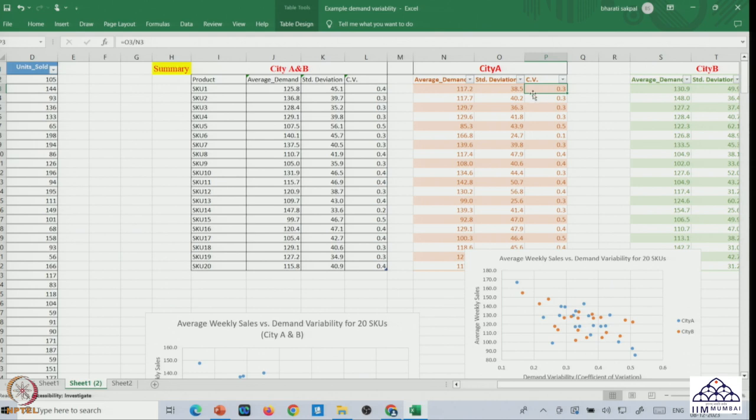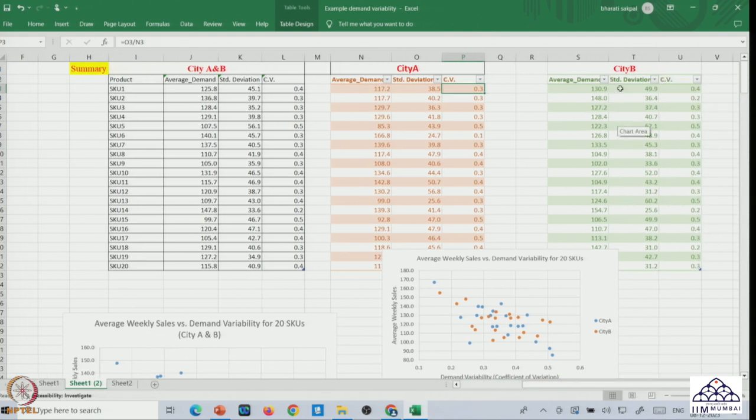This Excel sheet is also provided for your reference. You can easily look into the formulas that we have used for calculating these average values and also the standard deviation, by applying the conditional requirements SKU wise and also city wise. The same exercise is repeated for city B as well. Here also you can see that for all the 20 SKUs, the average demands are calculated, and their standard deviations have been calculated by providing the conditional requirement for the respective SKU and the respective city. Using these two pieces of information, the coefficient of variation is calculated.